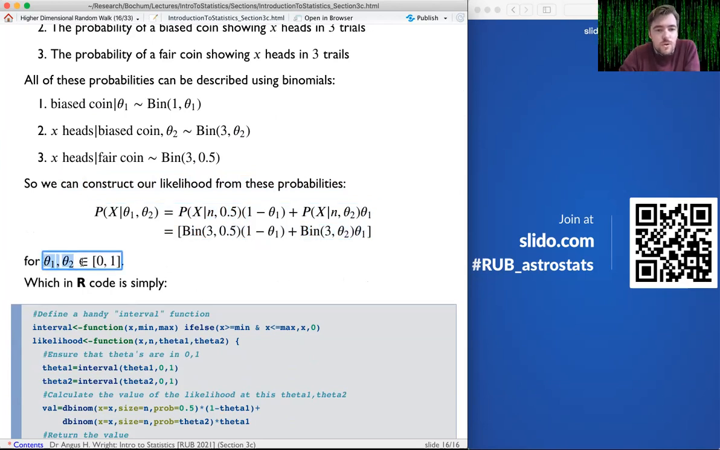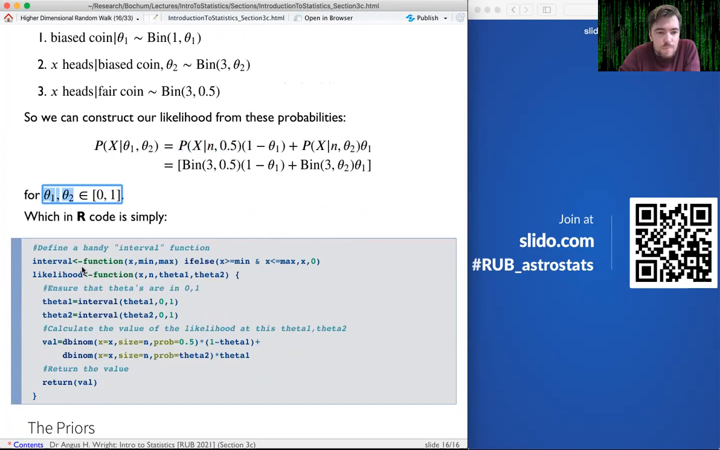Theta 1 and theta 2 have to be between 0 and 1, obviously, because they're probabilities. And so we can actually code this up really simply. Our likelihood is just enforcing that theta requirement there. The binomial function with a probability of 50 times 1 minus theta 1, plus the binomial function theta 2 times theta 1. For a totally unknown theta 1, totally unknown theta 2, it could be any value.